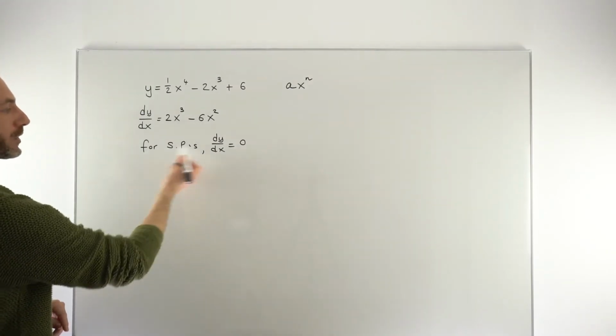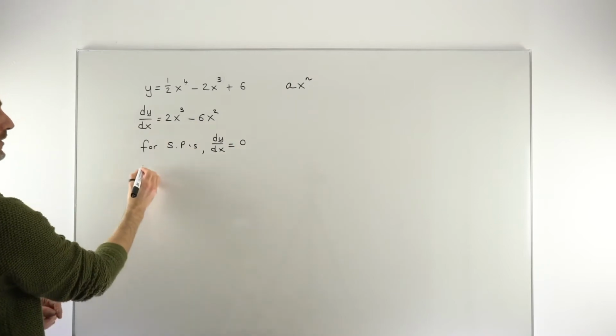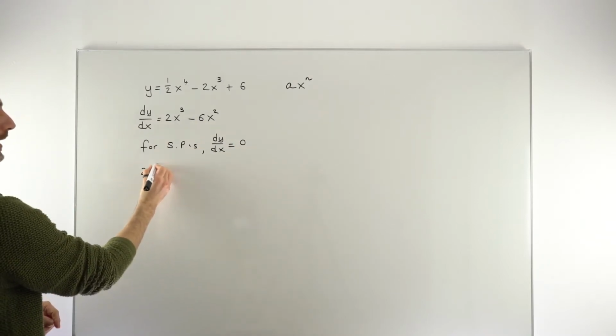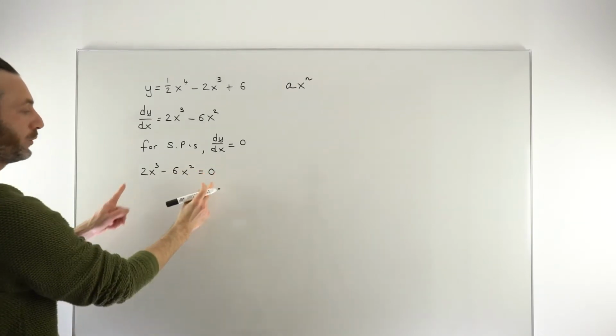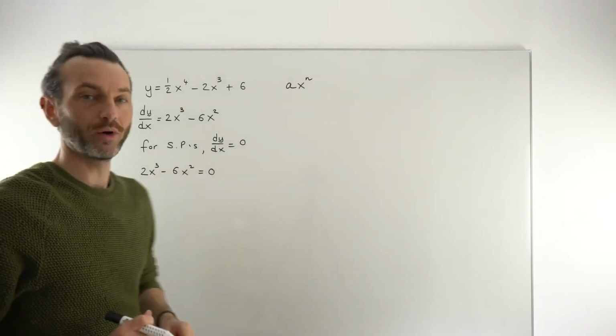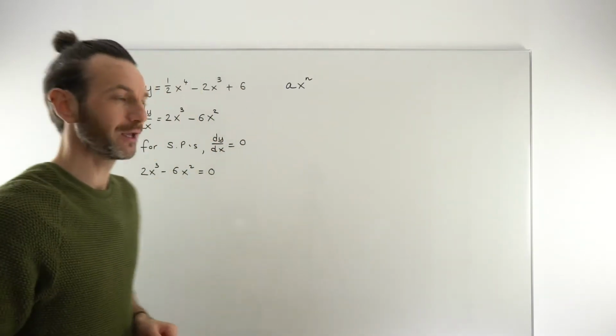That just tells the marker what you're going to do in the next line, which is to take your derivative and set it equal to 0. So we get 2x cubed minus 6x squared equals 0. If we can now solve this equation, then we will have found what we're looking for, which is the x coordinates of the stationary points.